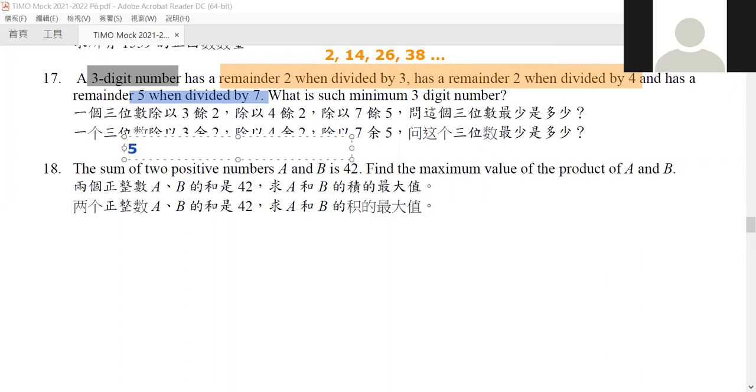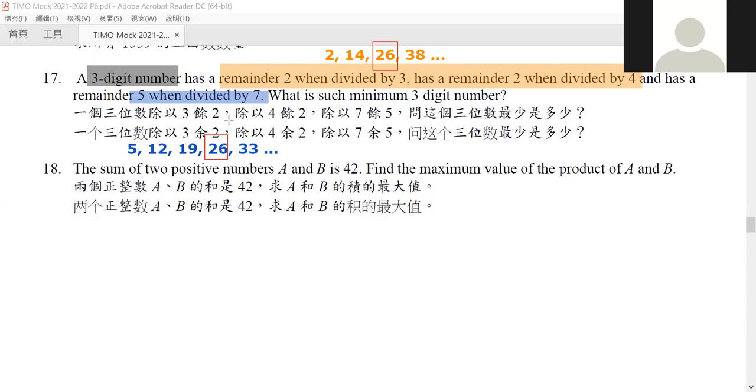Now, in order for it to have a remainder of 5 when divided by 7, it will be 5, 12, 19, 26, 33 and so on. So what are the common values of all these conditions? This is 26, right? 14 when divided by 7 does not have a remainder of 5, okay?